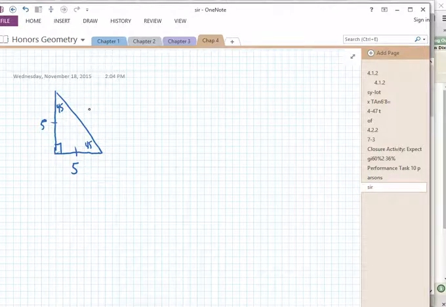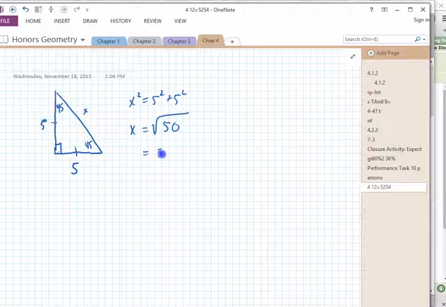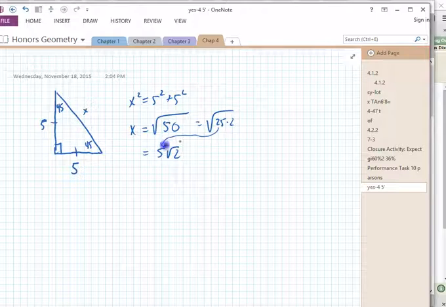So that would be, if we call that x, then x squared equals 5 squared plus 5 squared. So x equals the square root of 50. And that is equal to 5 root 2 when you break that down into 25 times 2. Square root of 25 is 5, square root of 2 is root 2. So now we have that this side is 5 root 2, and that is exact, whereas if we used sine, cosine, or tangent, we would probably get a decimal value for that.